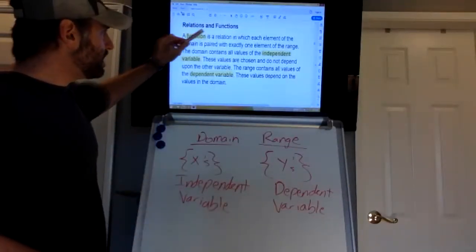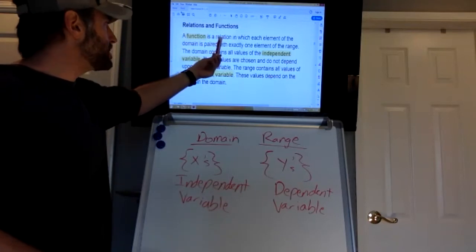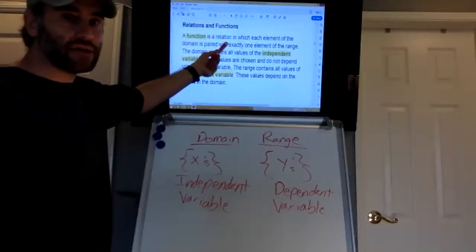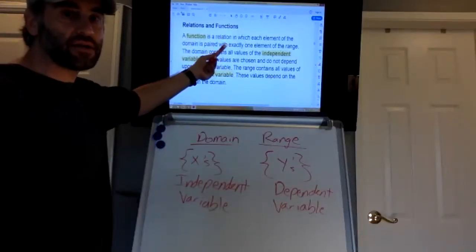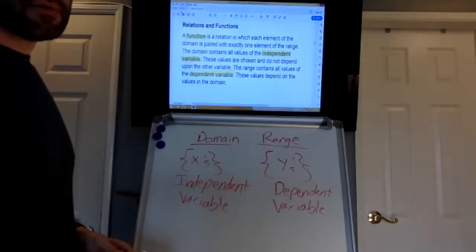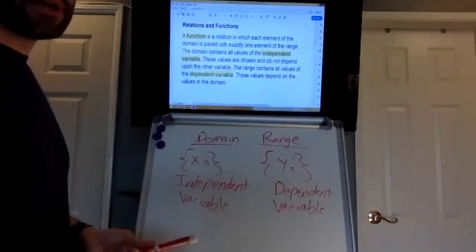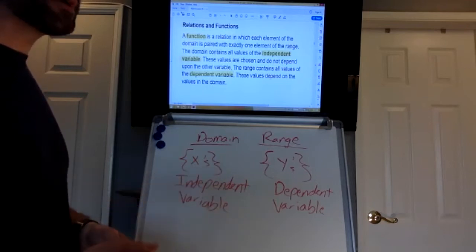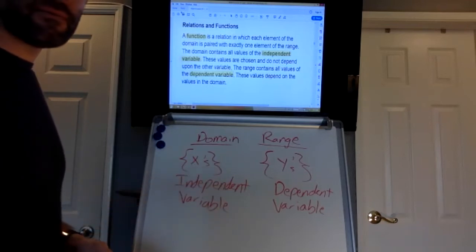A function is a relation. Now the book fell down right here. The book used a vocabulary term without saying what a relation was. They needed to remind you what a relation was. Okay? So now we know what a relation is. A relation is a set of points where the X's and the Y's are related because they are points.